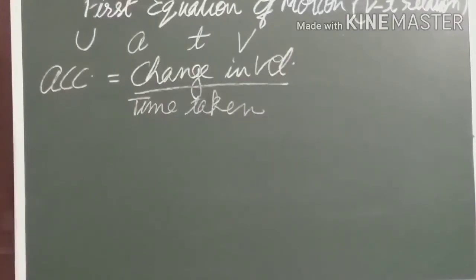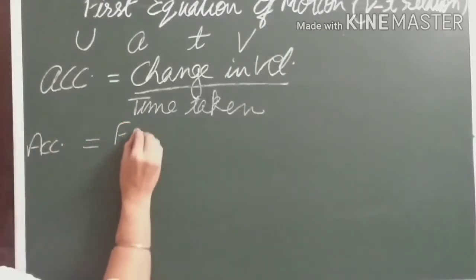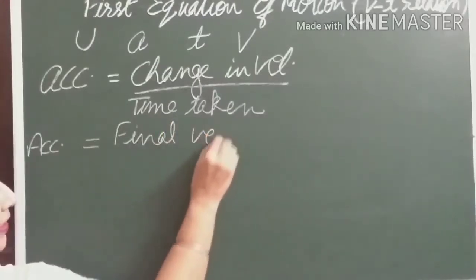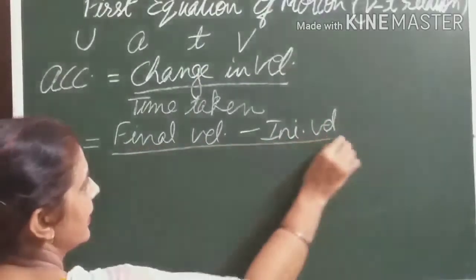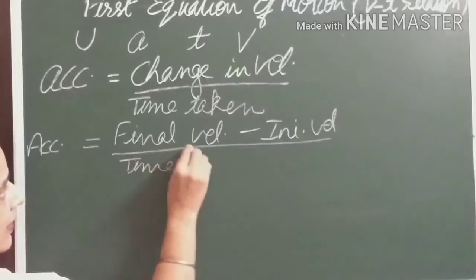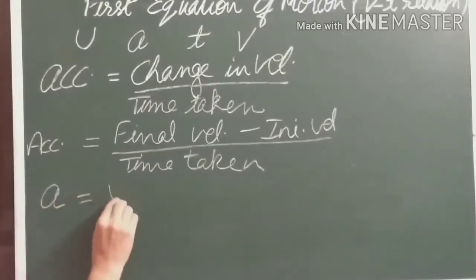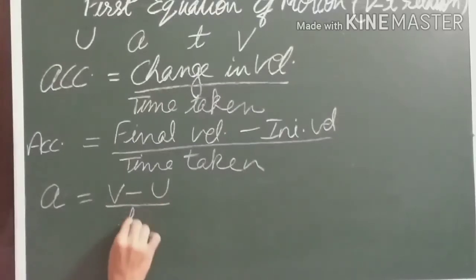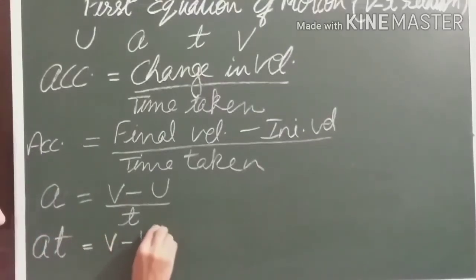And change in velocity is the difference between final velocity and initial velocity. So we can also write that acceleration is equal to final velocity minus initial velocity upon time taken. Now when we put the symbols, we will get a is equal to v minus u upon t, and on solving further we will get at is equal to v minus u.